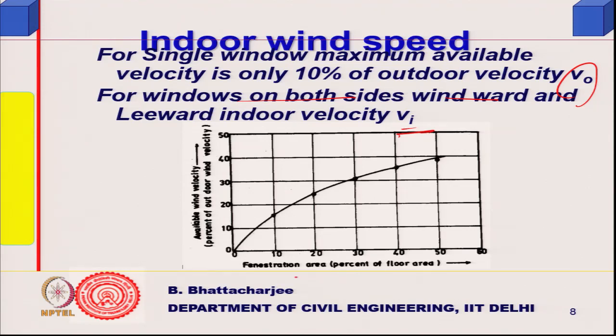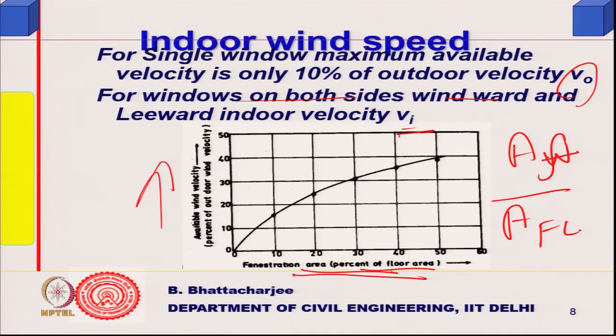This velocity is a function of the fenestration area as a percent of floor area versus the available wind velocity. Supposing the total opening area is AF, all fenestration area, and the floor area is AFL. Then this is the percentage. Now, you can see that for 50%, it goes to about 40% of V0. That means the average indoor velocity Vi will be 0.4 times the outside velocity, at maximum, for a fenestration area of 50% of the floor area.